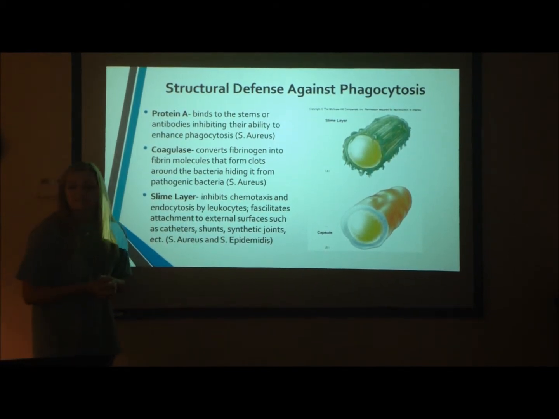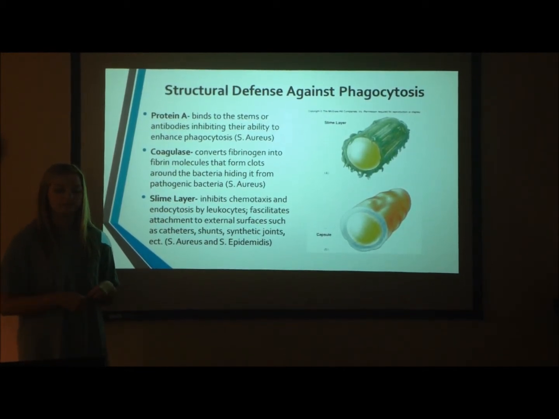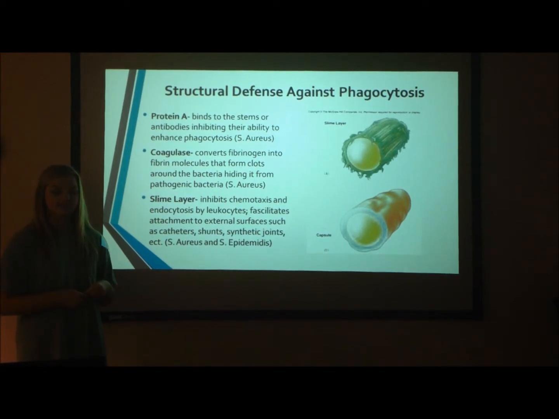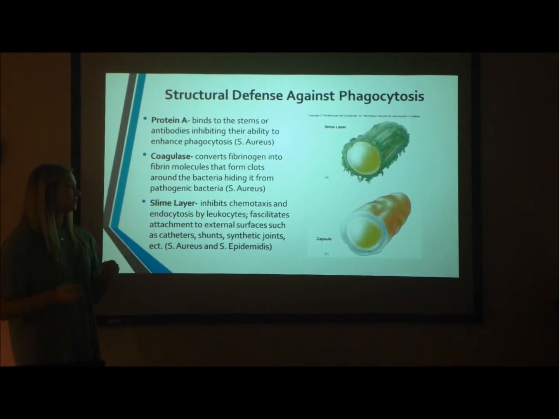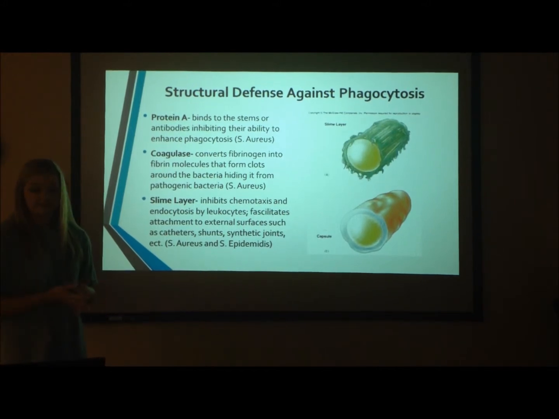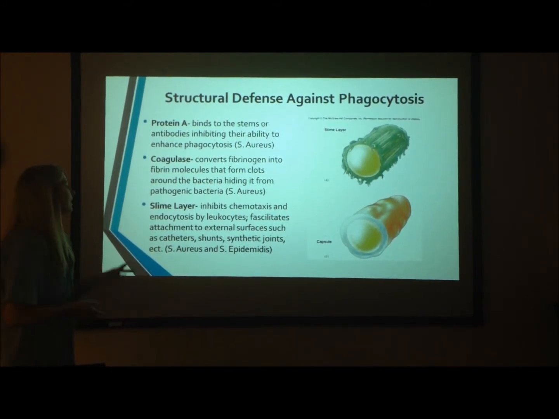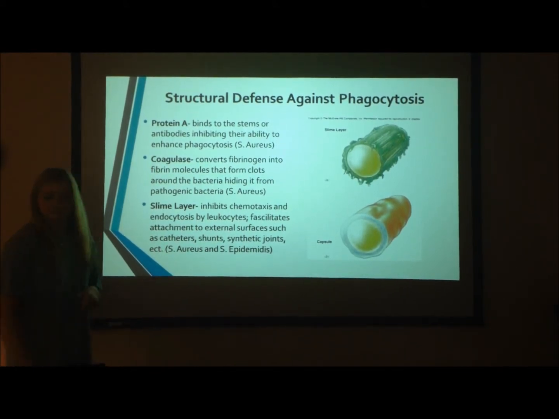The third characteristic that prevents them from being phagocytized is the slime layer. This inhibits chemotaxis and endocytosis by leukocytes. It also facilitates an attachment to external surfaces such as catheters, shunts, or synthetic joints. This one's important because the majority of staph infections occur because the Staphylococcus is actually introduced into your body from external surfaces such as catheters or shunts or synthetic joints. And this is true for both Staphylococcus aureus as well as Staphylococcus epidermidis.